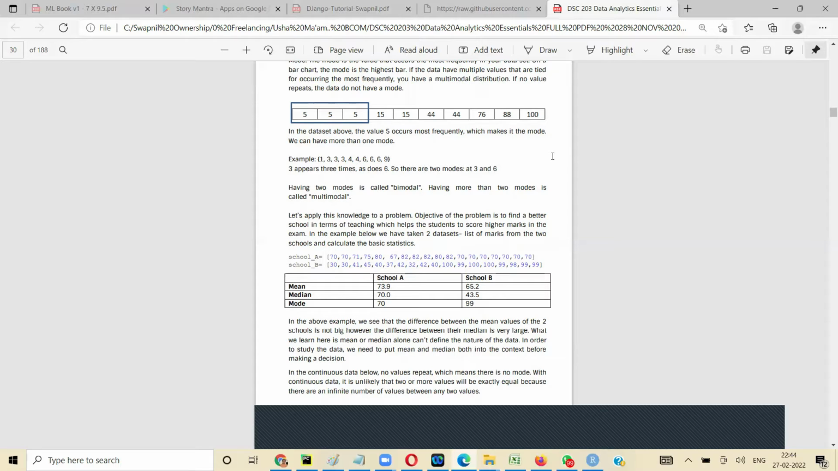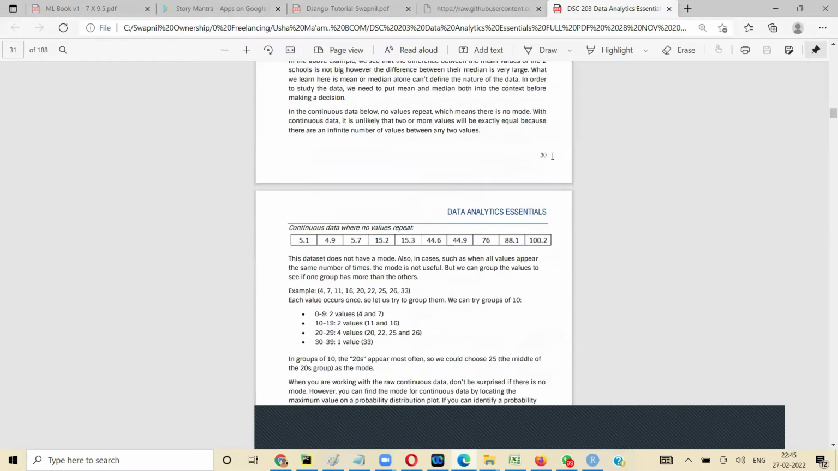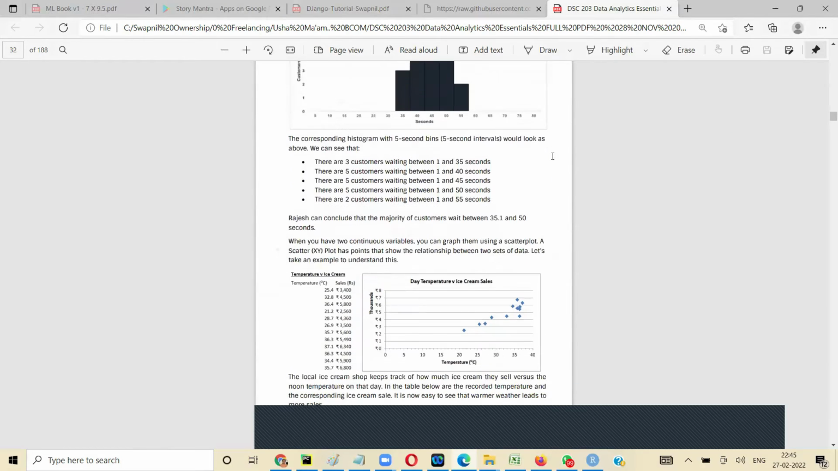So this mean, median, mode tells us how good your process is. When you say a process is good, it means it should have less variability. Generally we say a process with less variability is a better, good process, and a process that has a lot of variability is not. You can read all these things. This is an example.